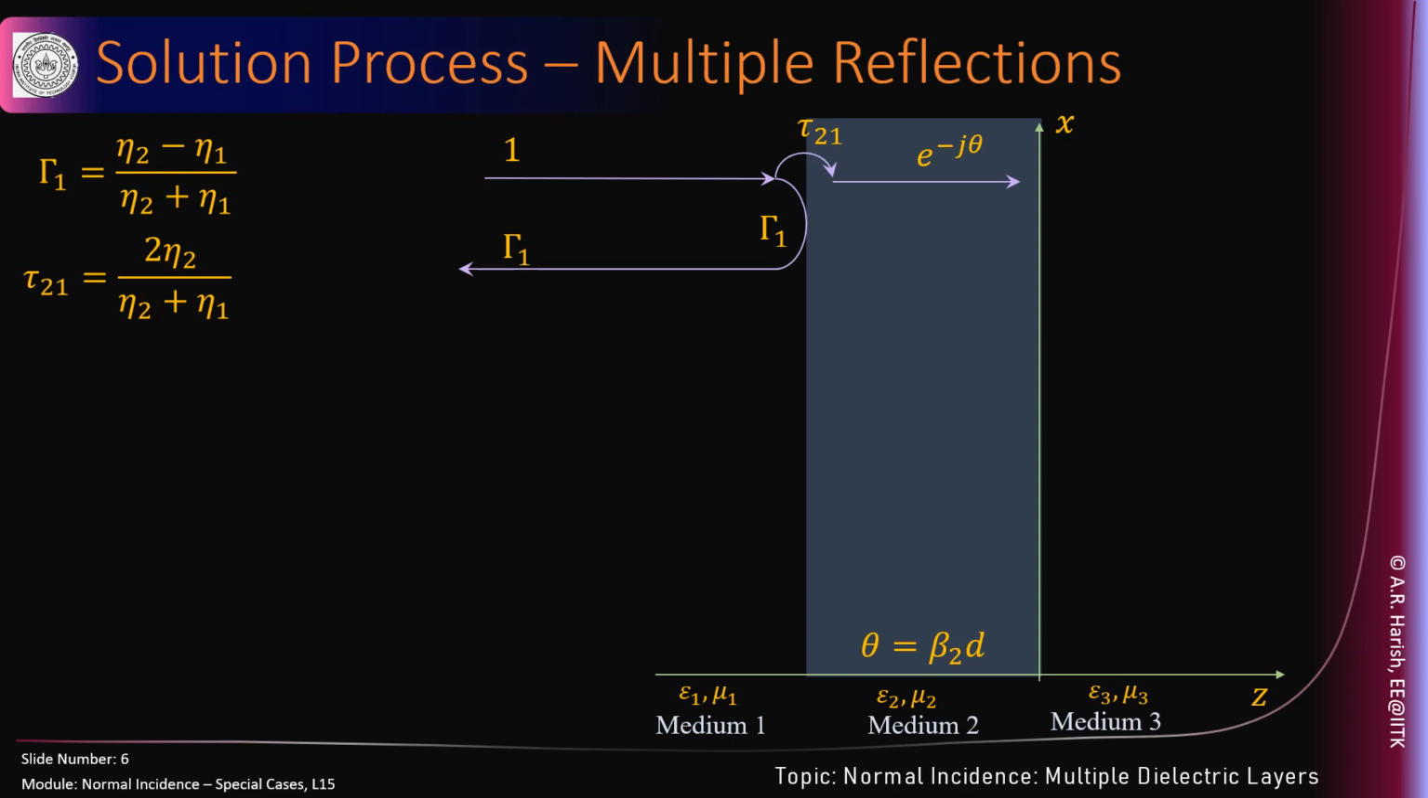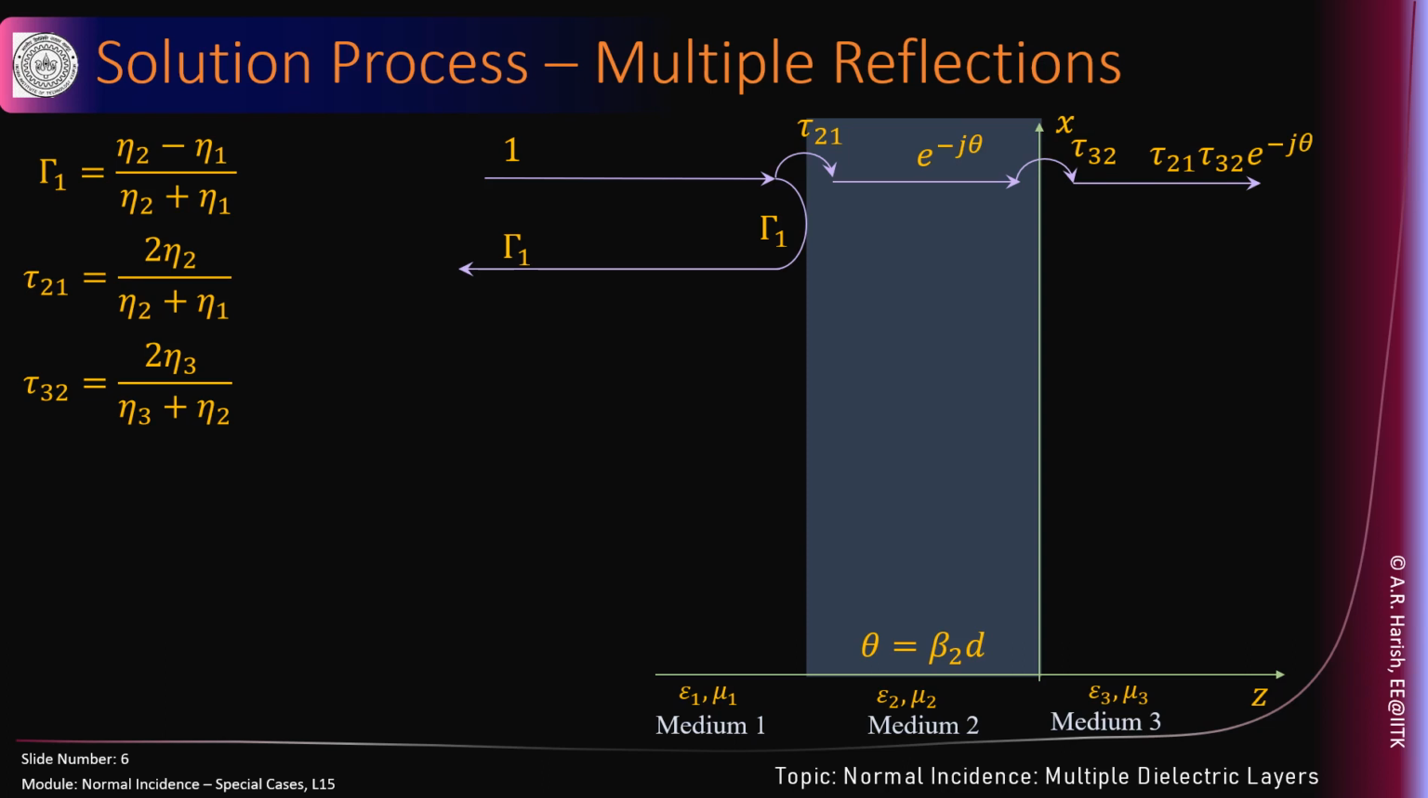Here again it encounters another discontinuity. And what happens at this discontinuity? A portion of it, called tau 32, goes into medium 3. And tau 32 is 2 times eta 3 upon eta 3 plus eta 2. Just imagine for a moment, if I were to have one more medium beyond z equal to 0, you can apply the same principle and start adding up, not an issue. But I want to know the amplitude of the wave coming out of it, which is the product of tau 21 multiplied by e to the power of minus j theta multiplied by tau 32. That's what comes out.